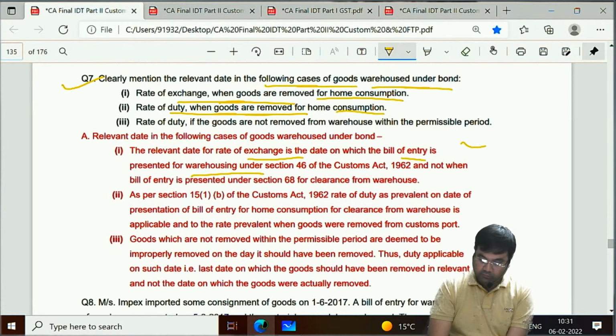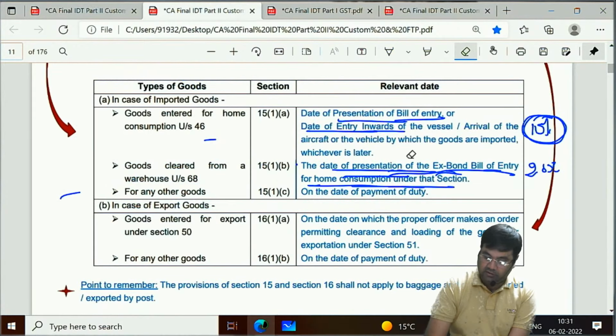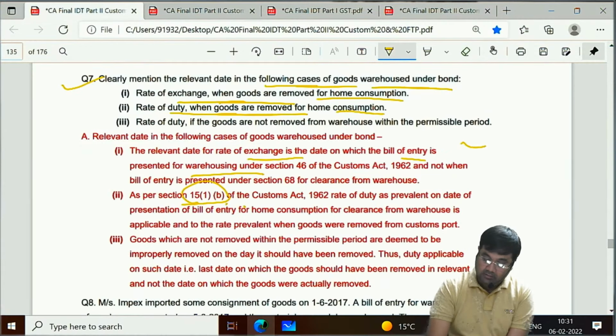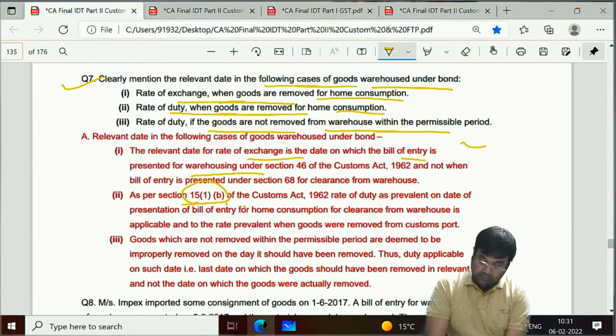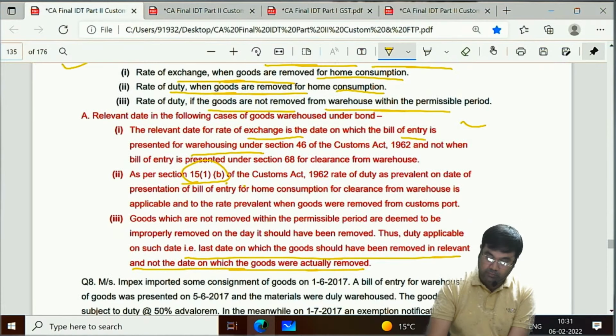Rate of duty when goods are removed for home consumption. Then under Section 15(1)(b), when goods are cleared for home consumption, the date of presentation of the ex-bond bill of entry is going to be the date for determining the rate of duty. Rate of duty if goods are not removed from the warehouse within the permissible period. So with improper removal, it is going to be the last date on which the goods should have been removed, and not the date on which the goods are actually removed. So, improperly removed.